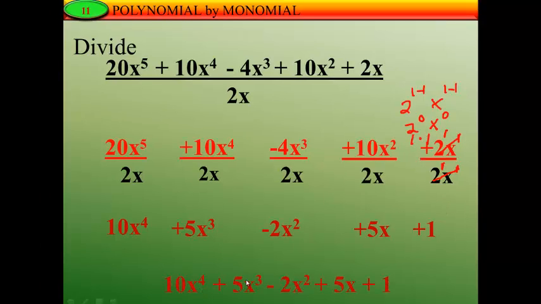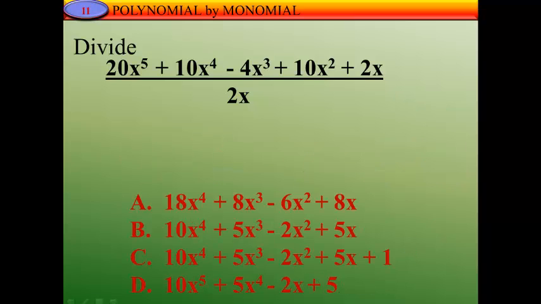10x^4 plus 5x cubed minus 2x squared plus 5x plus 1. I hope you chose letter C and not letter B. B is the common mistake. So please don't choose letter B. The correct answer is letter C.